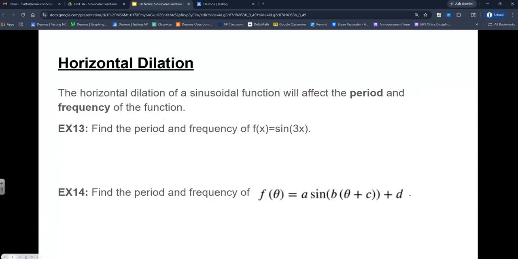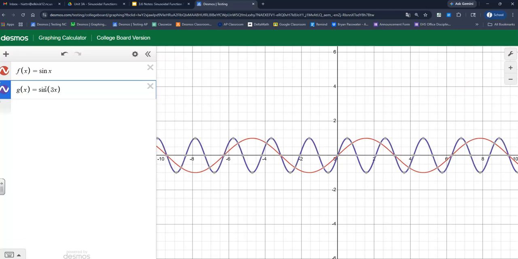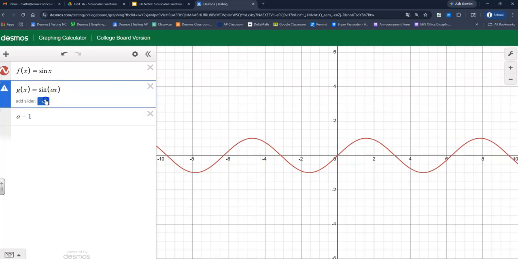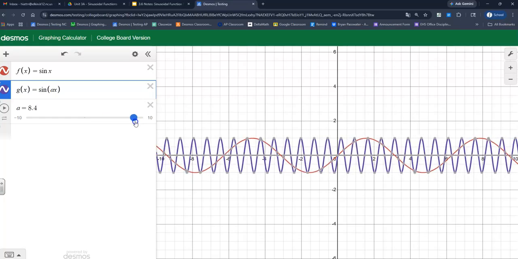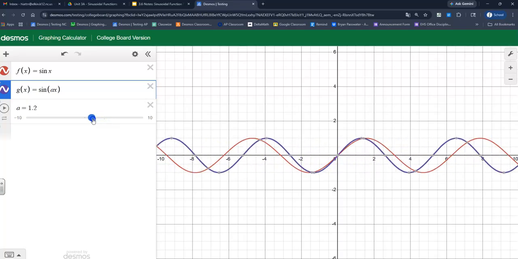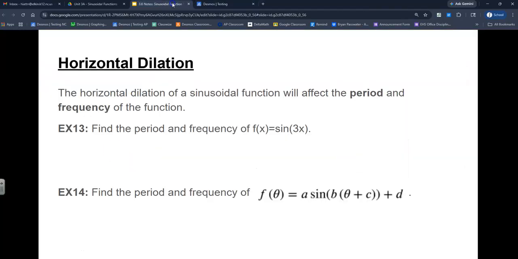All right, on to our next slide. Horizontal dilations of a function are going to affect the period and the frequency of the function. So let's go back over here to Desmos to examine sine of 3x. So if I, again, just have sine of x, and I graph g of x equals sine of 3x, you can see how that graph is kind of squished in. In fact, if we'd rather do it with a slider here, I can add a slider, and you can see as that number gets larger, it squishes my graph in, almost like an accordion. And then if my value gets smaller, it actually stretches that graph out further, horizontally speaking.